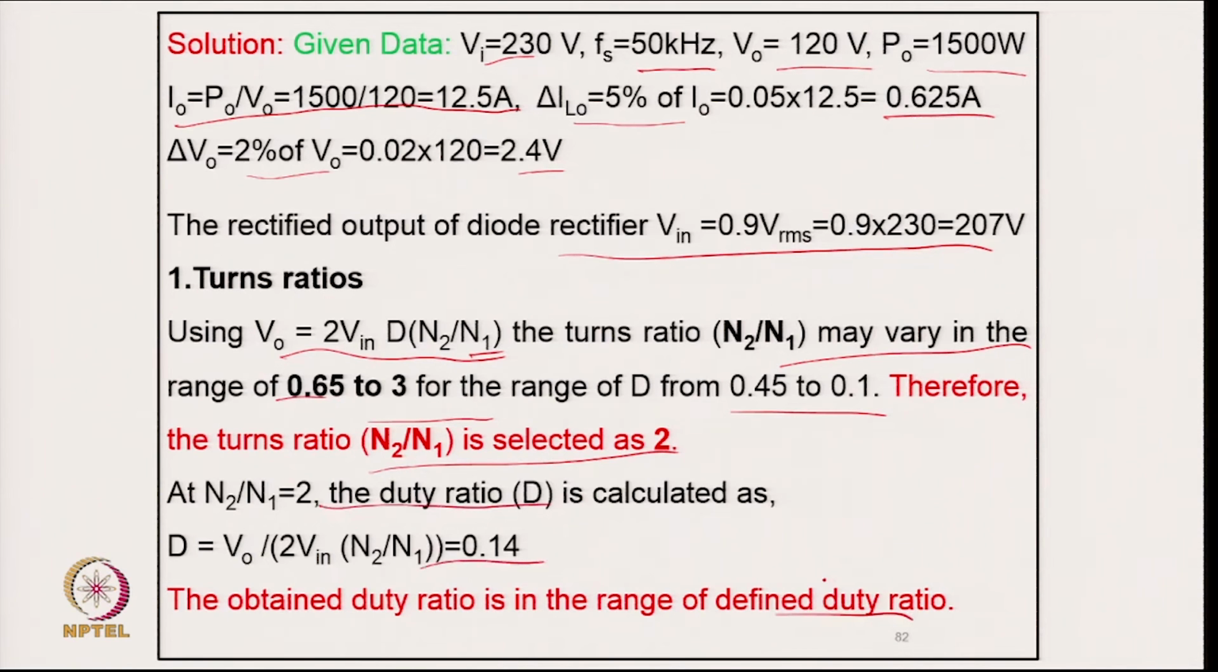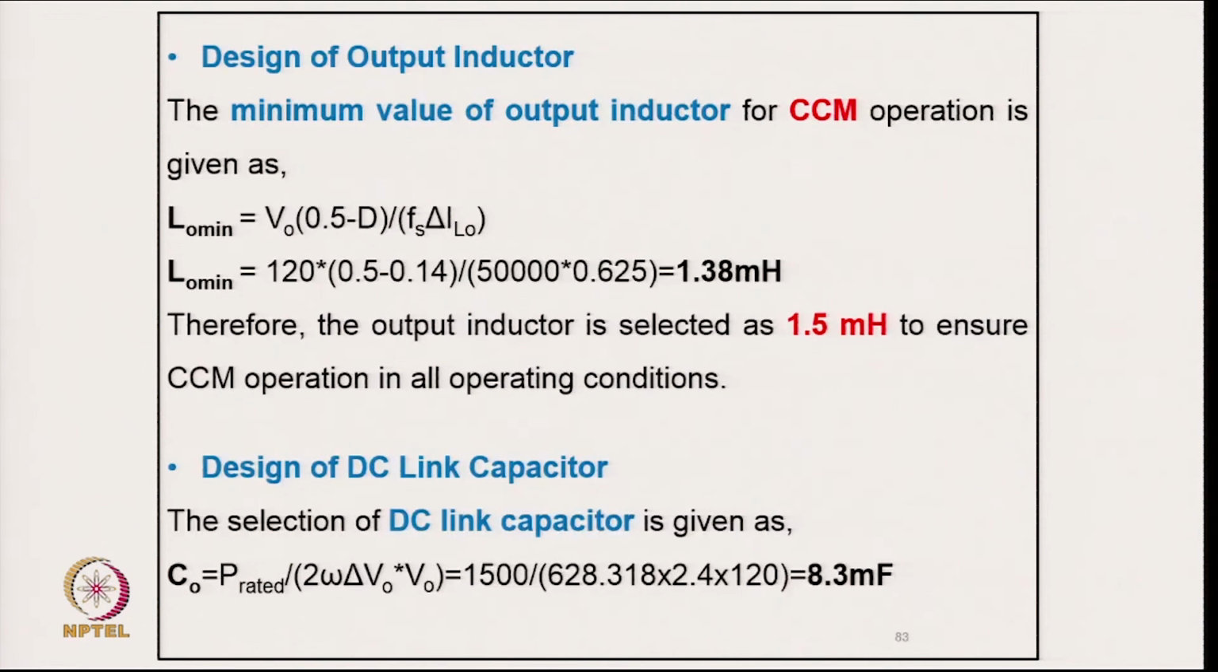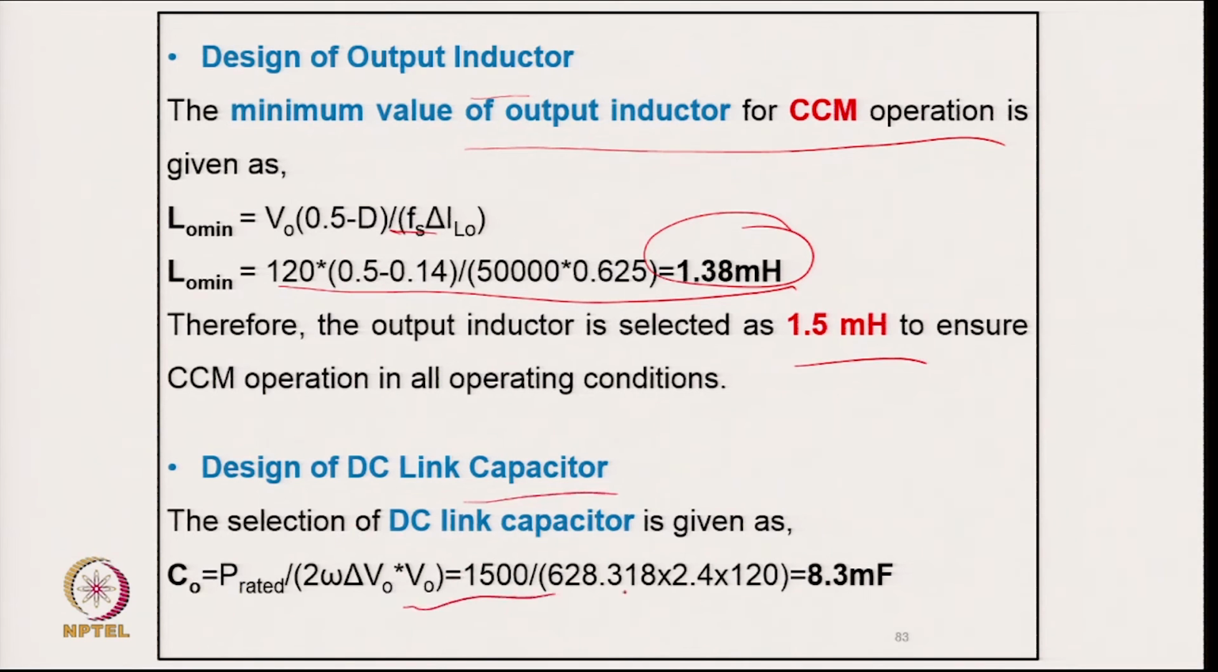ratio. Now, from this duty ratio and turns ratio we can find out the minimum inductance value for CCM, that is the critical inductance. So, we have to select higher than this. That comes to 1.5 millihenry, and from the design of the capacitor, for a given ripple voltage, we can find out 8.3 millifarad.